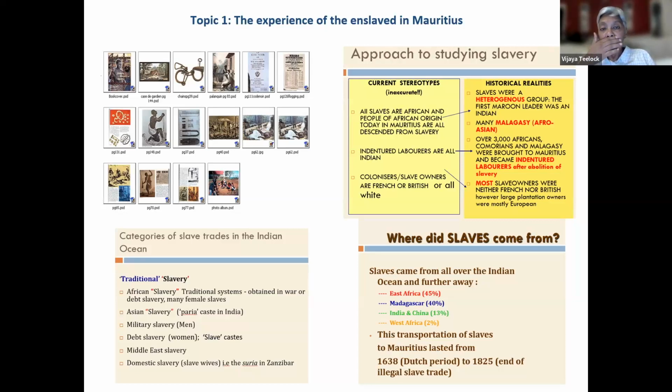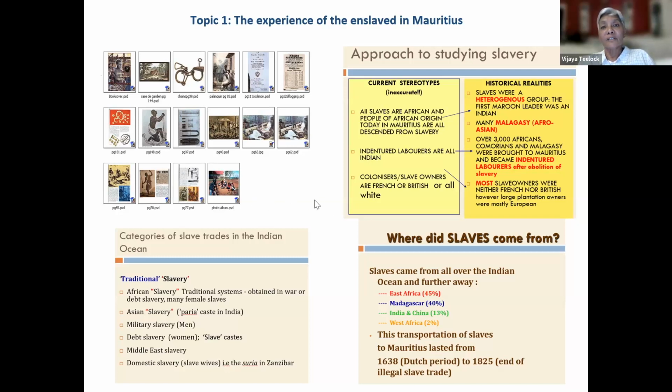We also introduce students very briefly to different types of slavery, as Richard has mentioned: Asian slavery, military slavery, debt slavery, and so on and so forth. So students and the Mauritian public are aware that there are many types of unfree labor that did exist in the Indian Ocean.